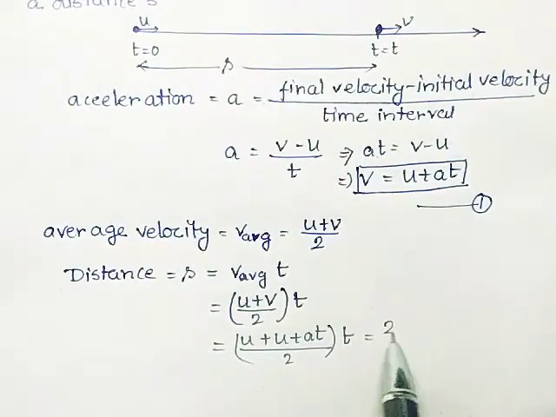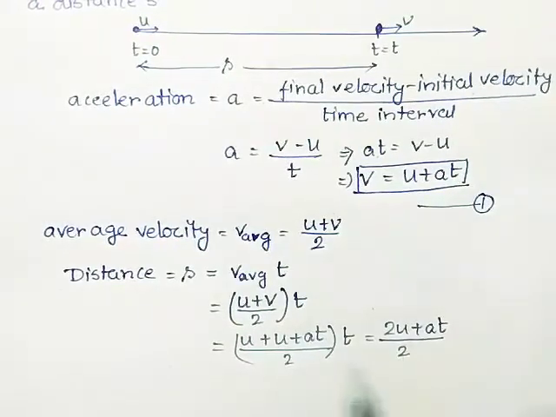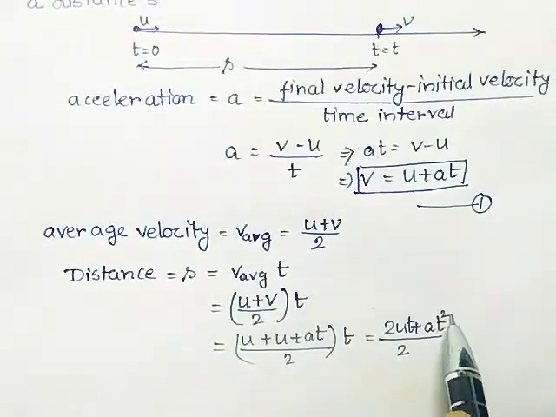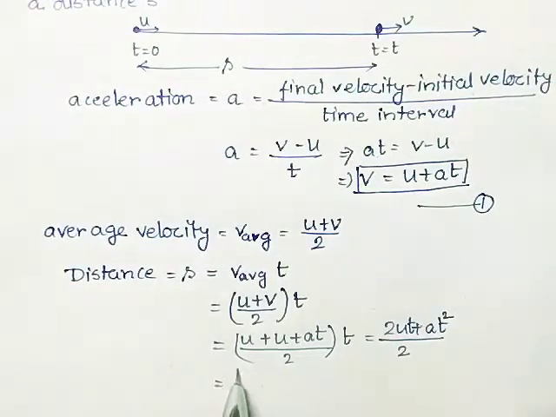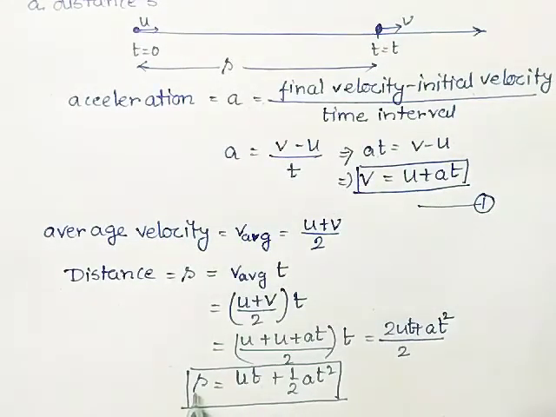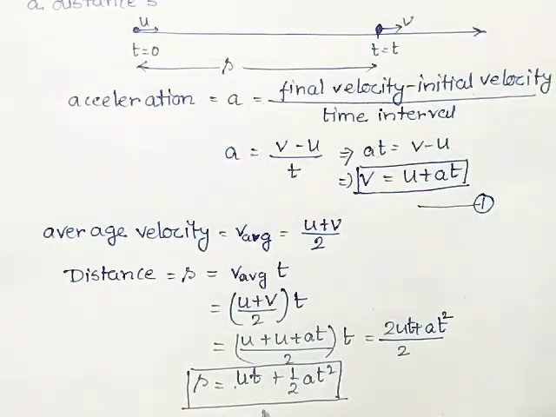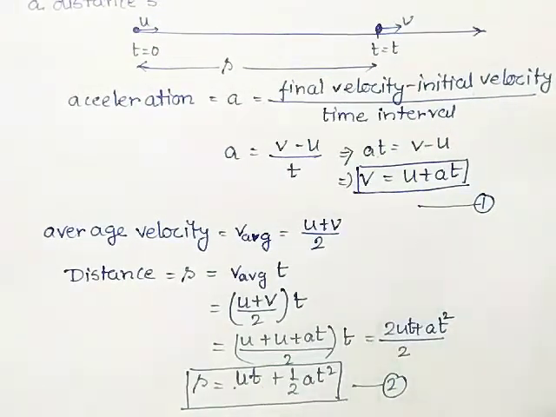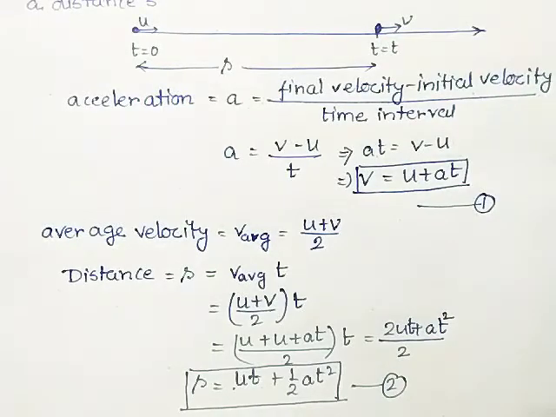So this will become (2u + at)/2. If I multiply by t, then it will be t squared. So after that it will become ut + (1/2)at². This is another equation of motion, relating the dynamical variables: displacement or distance, initial velocity, the time, and the acceleration. So the second equation is different from the first equation in that sense.